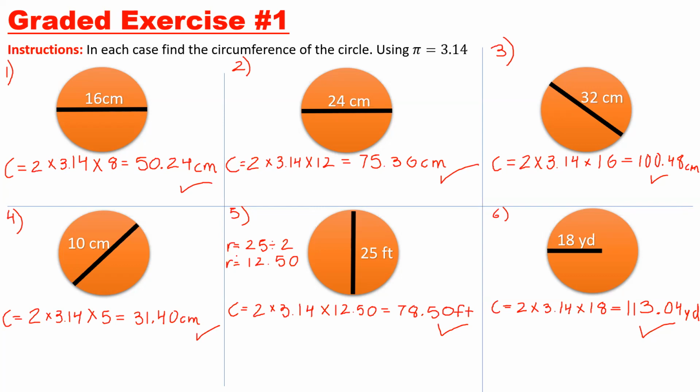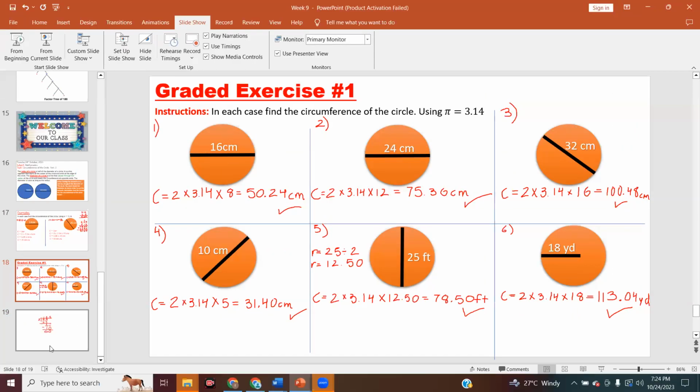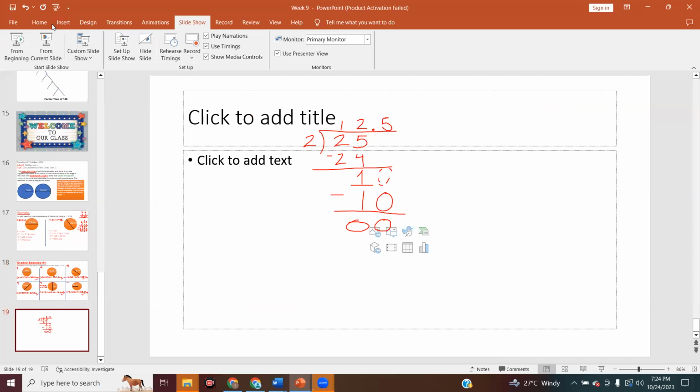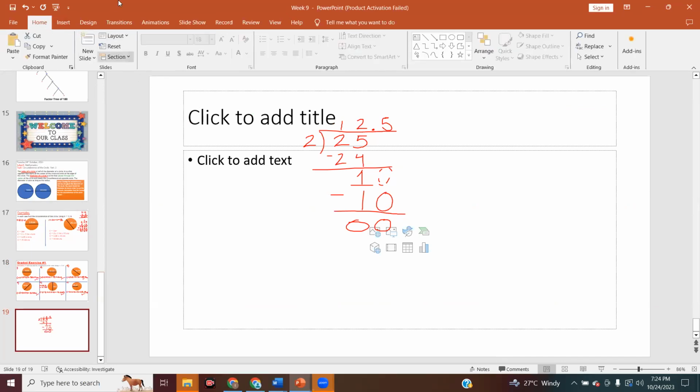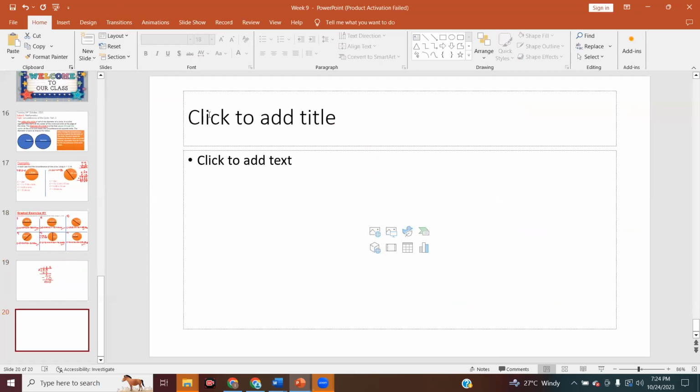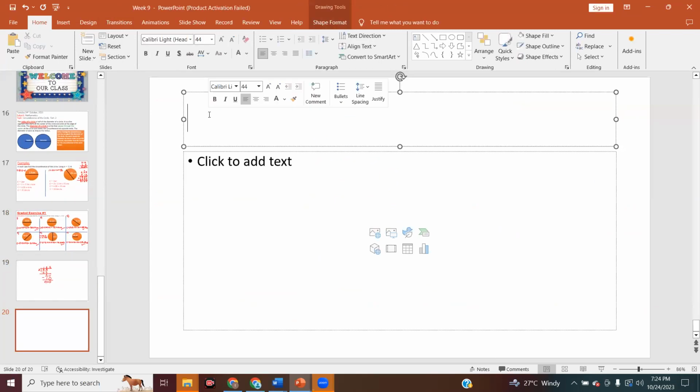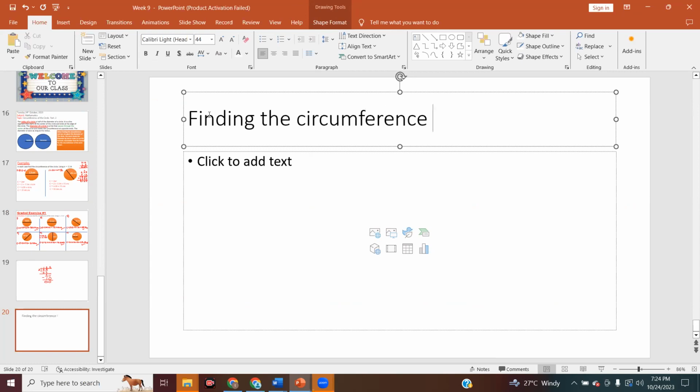All right, so my question is, what do we call half of a circle? Radius? No. I said, what do we call half of a circle? Half? No. The diameter? No. Okay, so the next section is finding the circumference of a semicircle.